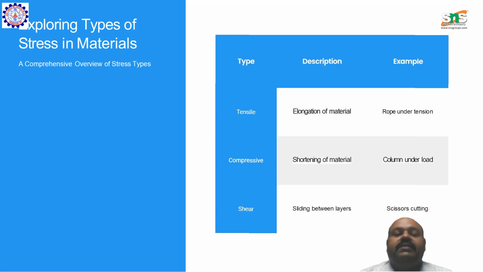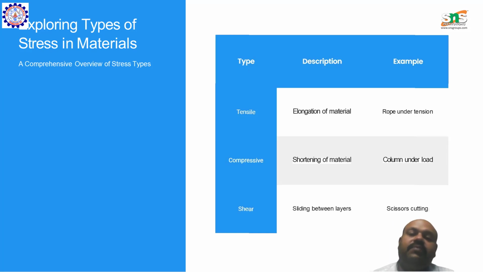Then there is the third type of stress, shear stress: sliding between layers, and scissors cutting is the example. Whenever you apply load in equal and opposite directions, the material tends to shear off, right? So that is nothing but shear stress.